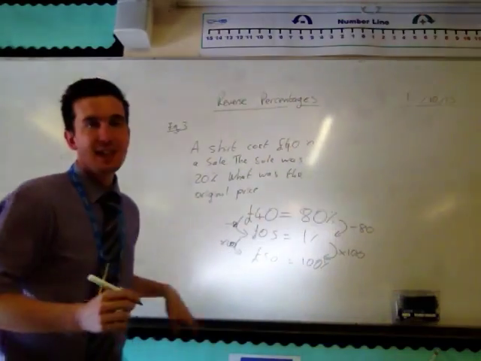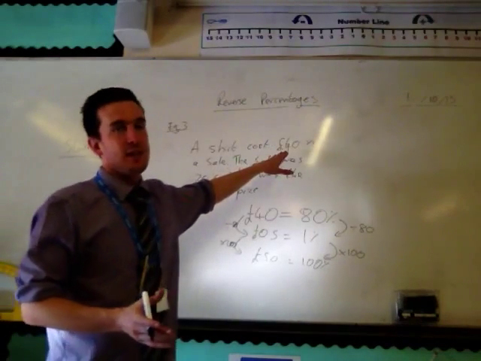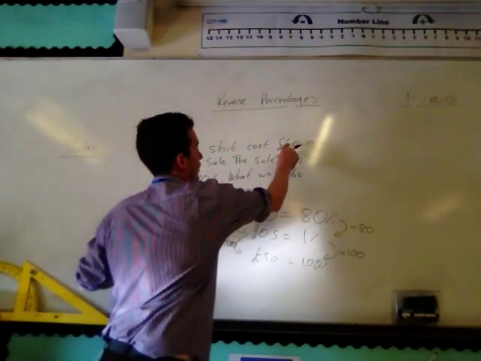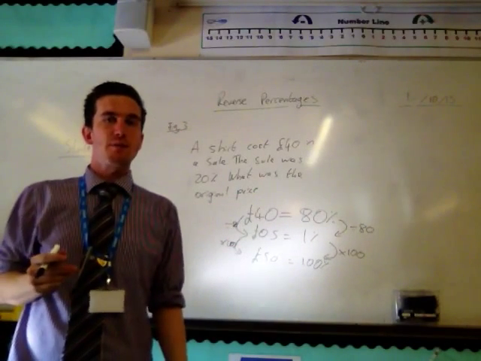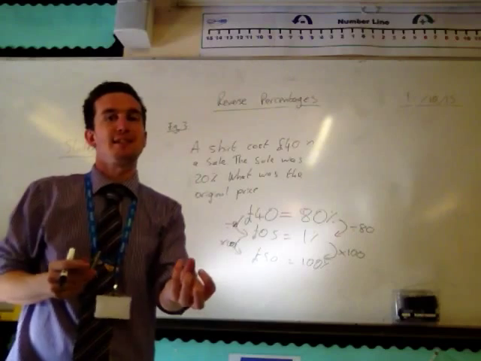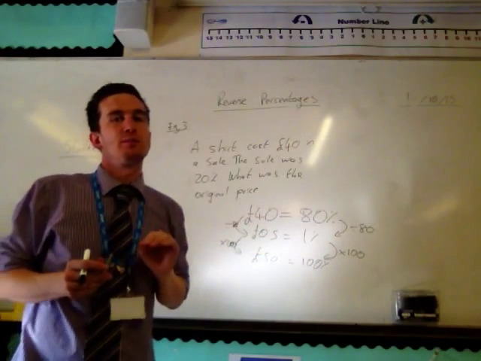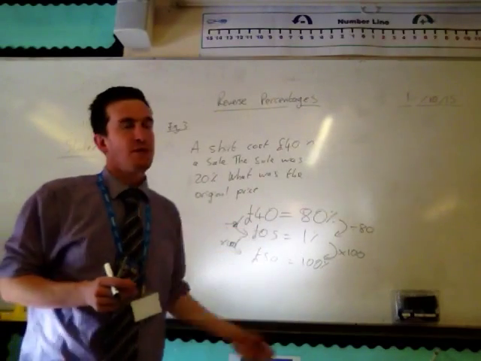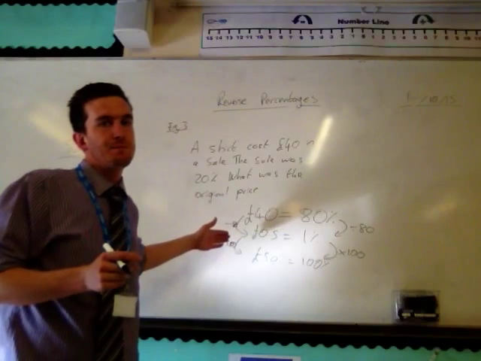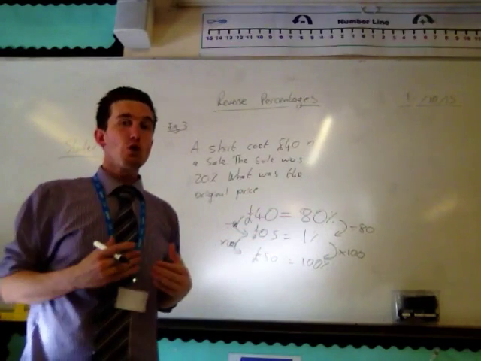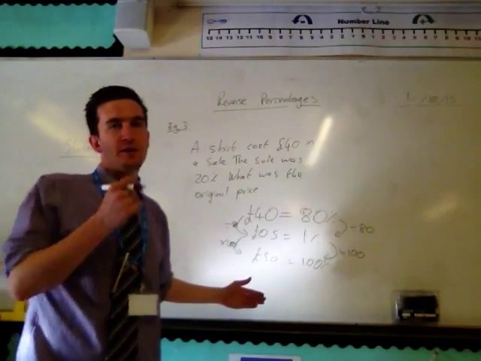So hopefully you can see there the steps we've taken. What percentage of the original amount is £40? We reduced it by 20%, so 100 take away 20 is 80. So £40 represents 80% of the original value. To find 1%, I divide by 80, because 80 divided by 80 is 1, so I do the same to the other side. To then get back to 100%, times by 100, and do the same here: £50.